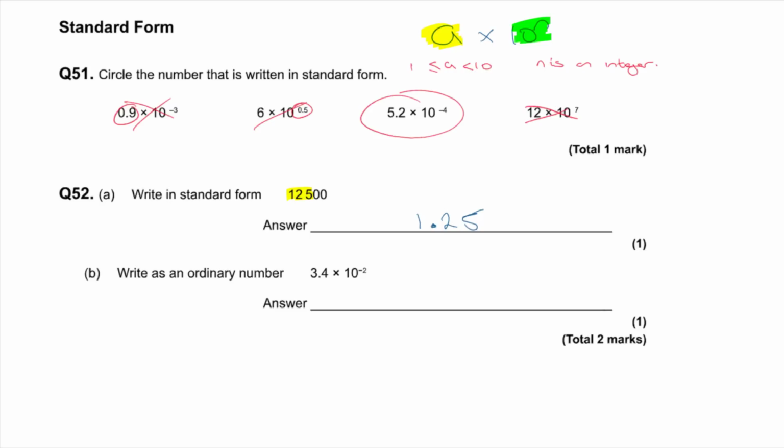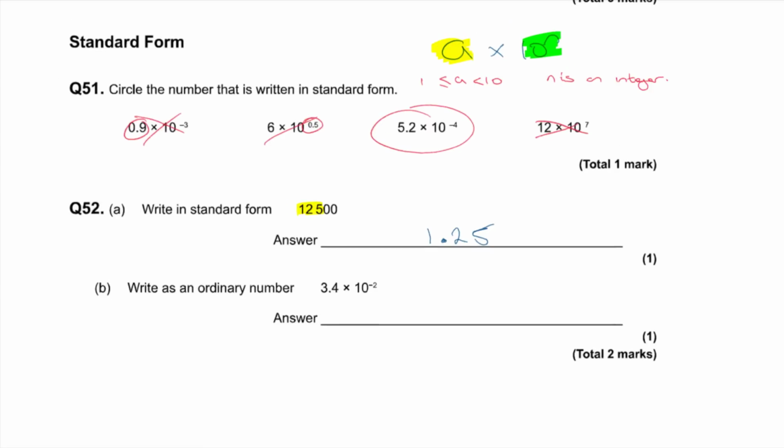Now 12,500. There's two ways of thinking about this. You can either think about how far the decimal point has shifted. So it was here and it's gone 1, 2, 3, 4 jumps to the left. So that means it's times 10 to the 4. That's one way of thinking about it.